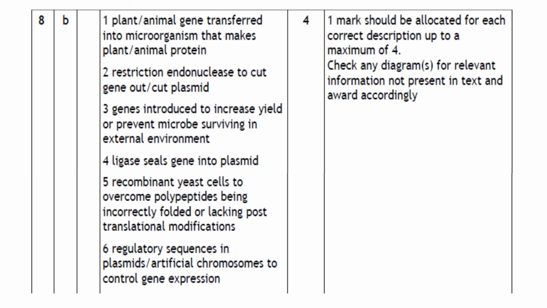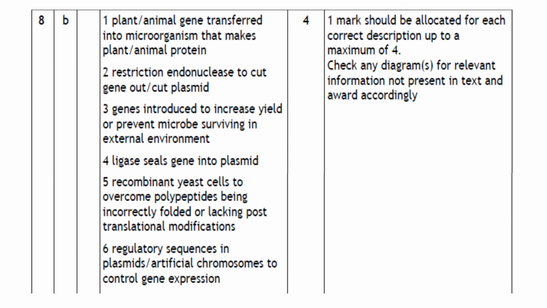So for your 4 marks, there's quite a few things that you can say, and the first one is just to say what it is. It's when a plant or animal gene is transferred into a microorganism so that the microorganism makes the plant or animal protein. I know a lot of you will probably have jumped in there to get onto the stages, but it's always worth saying what recombinant DNA technology is.